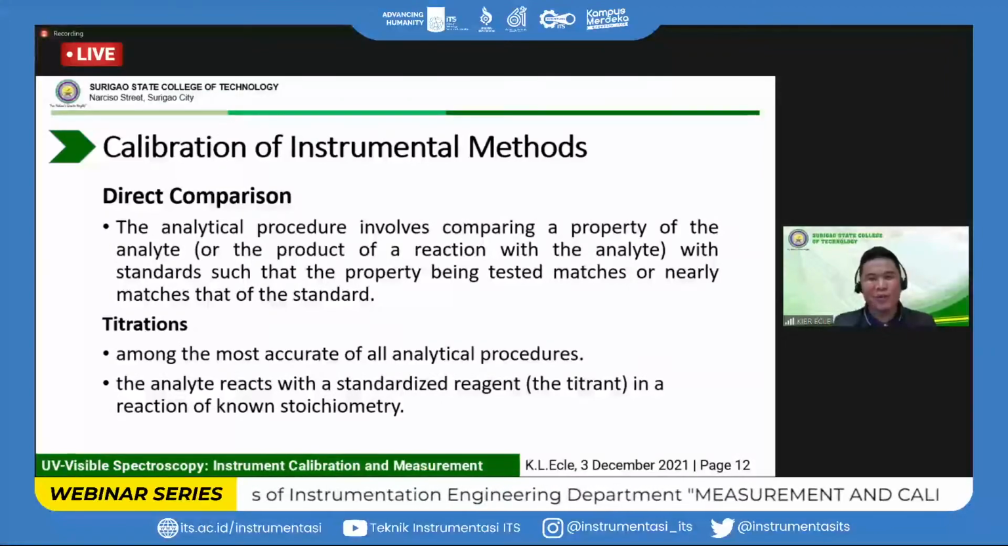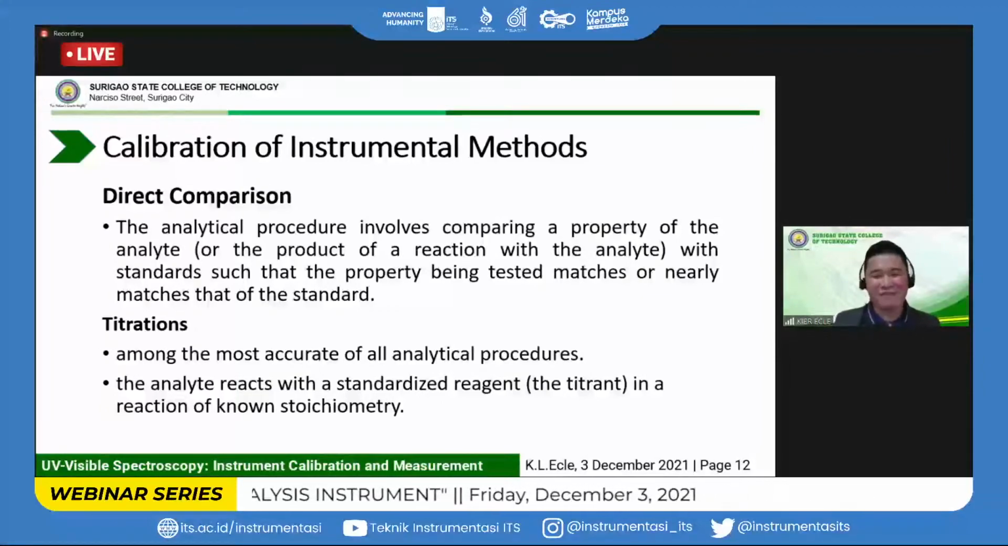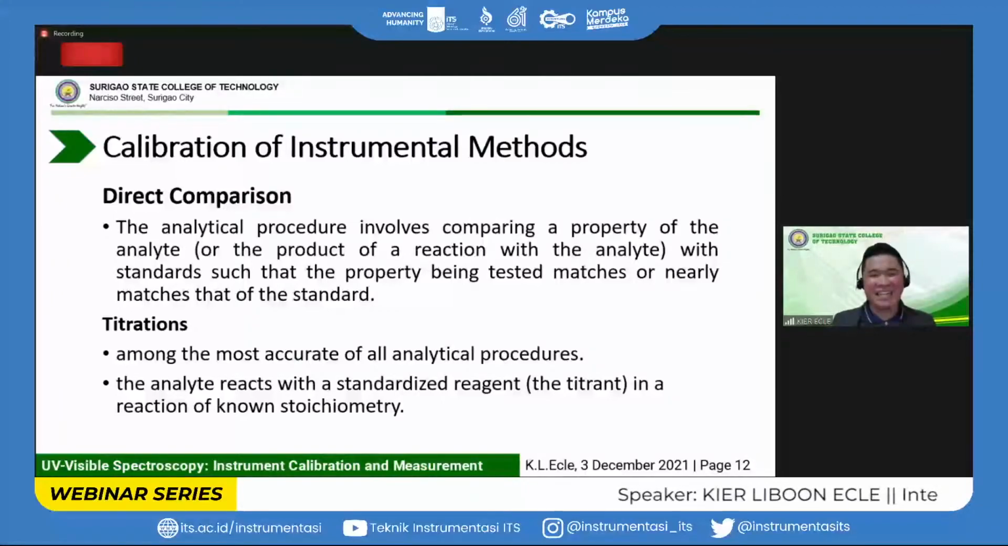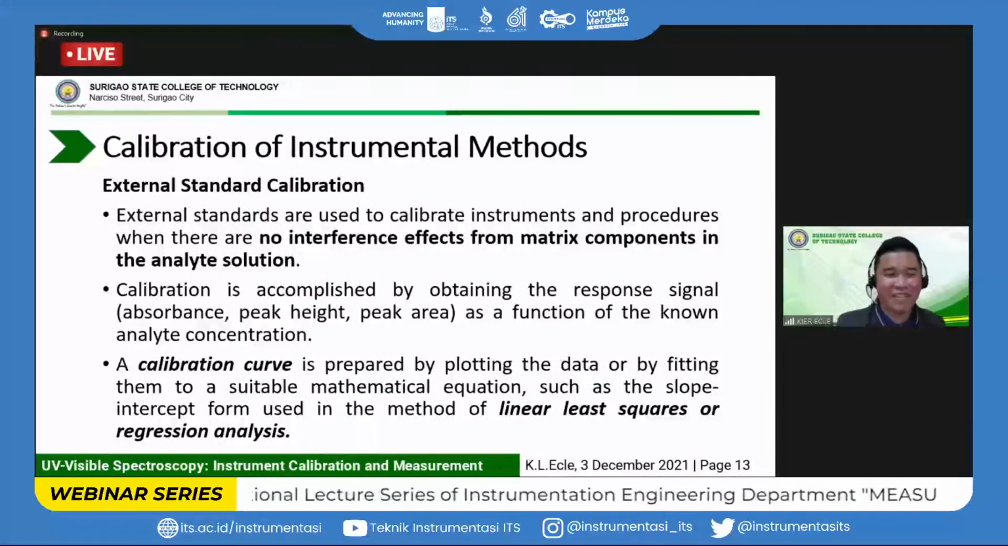I'm glad to explain further or to delve further into these calibration techniques, but we don't have enough time. We don't have the luxury of time to give you the details on these techniques or these instruments. Okay, so next we have the external calibration, standard calibration.